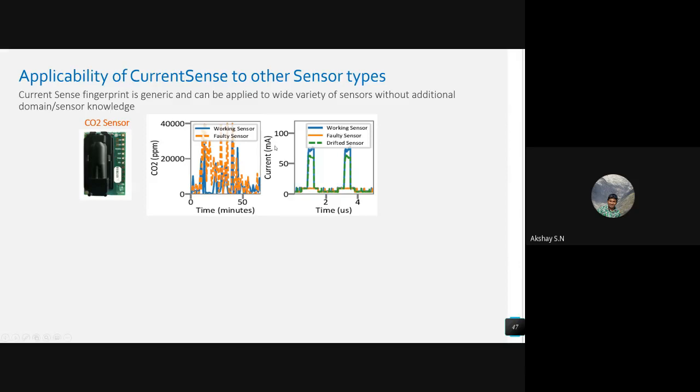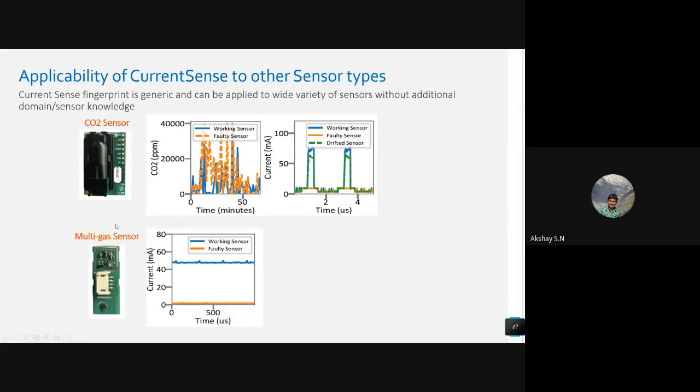However, if I measure the current of the sensor, you can see the blue one is the working sensor, the green one is the drifted sensor. You can see drift has reduced the current consumption, and orange is the faulty sensor, which is completely different. So by measuring current, we can detect faults in any type of sensor. In this case, it's a CO2 sensor. Here's another example of a multi-gas sensor, where we have the current signature for a working one, which is here, and here is the current signature of a faulty one. So by just measuring current, you can now detect whether it's a working sensor or a faulty sensor, or whether it has a bit of drift.